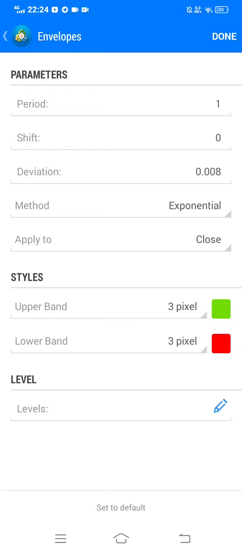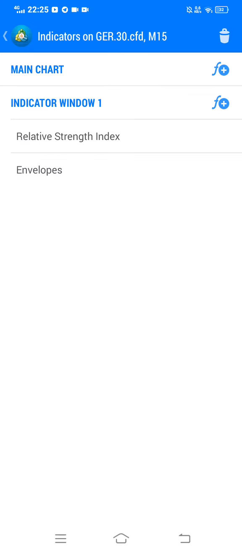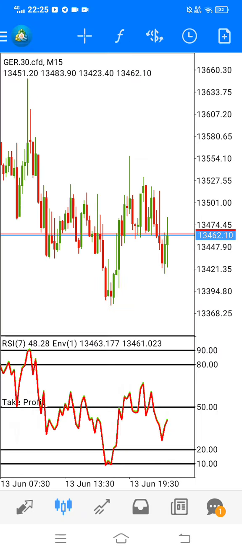The second indicator would be the envelopes, and with the envelopes you'll see the parameters. We have period 1, shift 0, deviation 0.008, method exponential, apply to close, and these are the two colors that I use, the green and the red, and both are 3 pixel. Once you have these settings, you just click done, and it will appear like this on your chart.